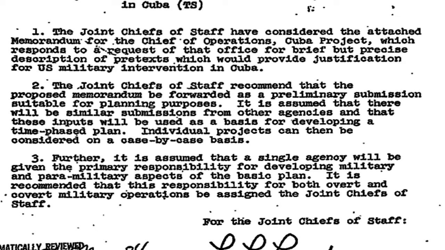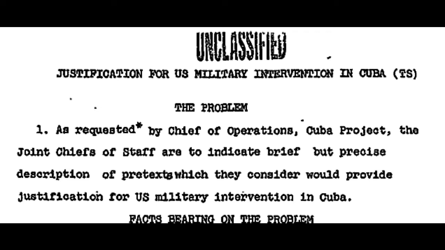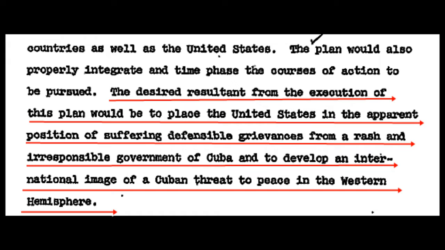military intervention in Cuba, as requested by the Chief of Operations, Cuban Project. Joint Chiefs of Staff are to indicate a brief but precise description of pretext which they consider would provide justification for the U.S. military intervention in Cuba. 3. This notes that the desired resultant from the execution of this plan would be to place the United States in an apparent position of suffering defensible grievances from a rash and irresponsible government of Cuba, and to develop an international image of a Cuban threat to the peace in the Western Hemisphere.